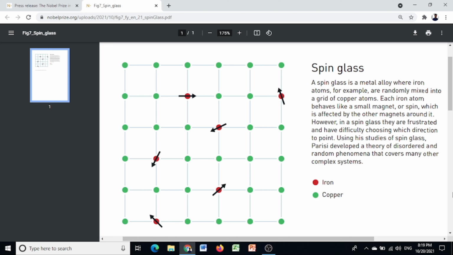A spin glass is a metal alloy where iron atoms, for example, are randomly mixed into a grid of copper atoms. Each iron atom behaves like a small magnet, or spin, which is affected by the other magnets around it. However, in a spin glass, they are frustrated and have difficulty choosing which direction to point.